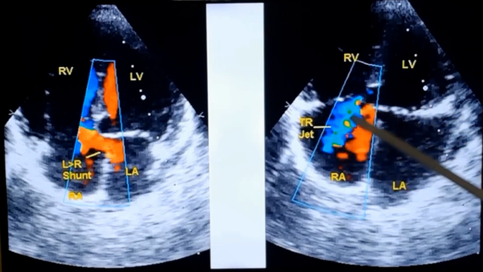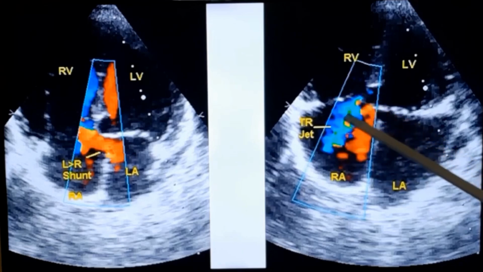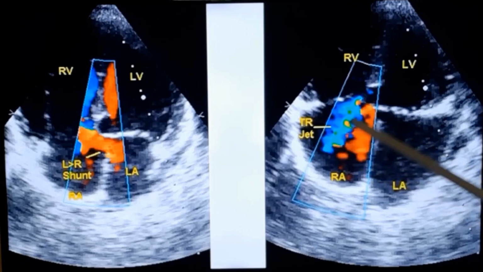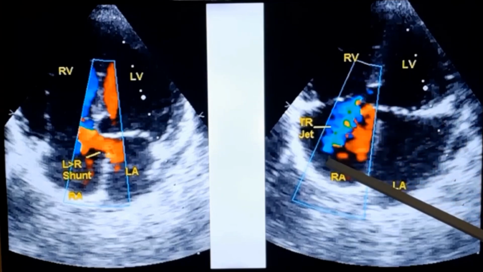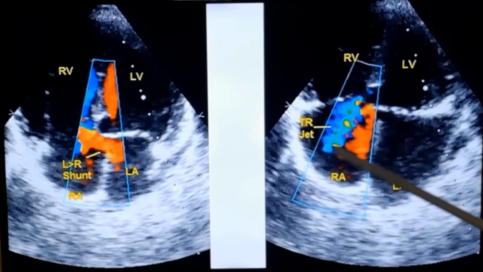This is tricuspid regurgitation, TR, reverse flow from the right ventricle to the right atrium. The flow is blue because it is away from the transducer. It has multiple colors, mosaic. Mosaic color indicates turbulence. When the right ventricle contracts and pushes blood into the right atrium, that's usually a higher velocity jet which produces turbulence.